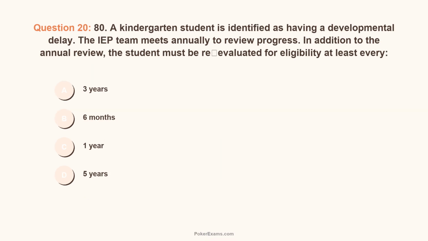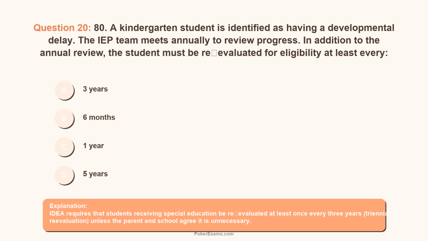Question 20. 80. A kindergarten student is identified as having a developmental delay. The IEP team meets annually to review progress. In addition to the annual review, the student must be re-evaluated for eligibility at least every: 3 years, 6 months, 1 year, 5 years. IDEA requires that students receiving special education be re-evaluated at least once every 3 years, triennial re-evaluation, unless the parent and school agree it is unnecessary.